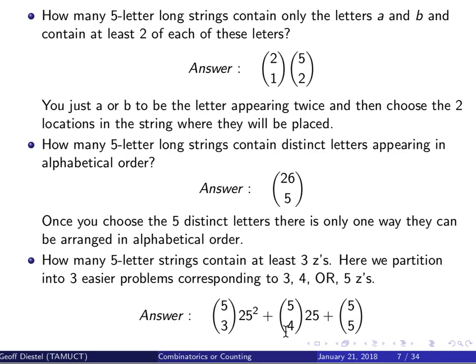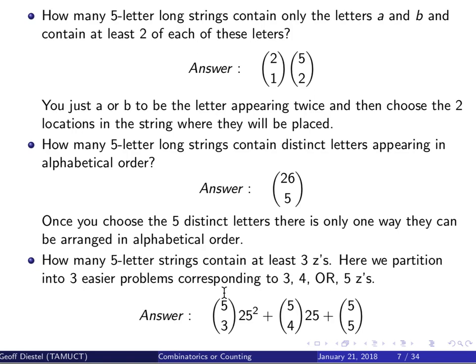So now I'm going to count how many ways I have 4 Z's. I choose 4 of the 5 locations to place the Z's, and then I just choose a non-Z letter to fill in the last place. And then how many ways can I have 5 Z's? Well, there's only one. I have 5 Z's, and that's it. What we're really saying is choose 5 of 5 locations, which is 1. So adding those 3 mutually exclusive pieces, or partition pieces, of our event, at least 3 Z's, allows us to add up all of those.